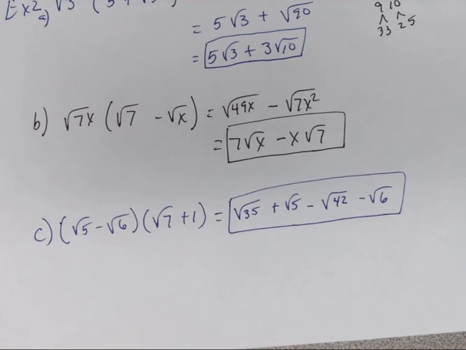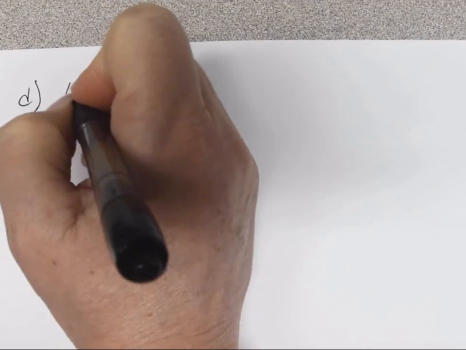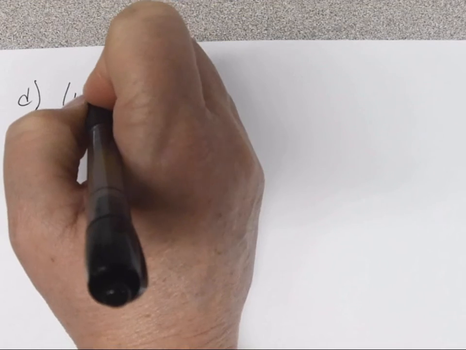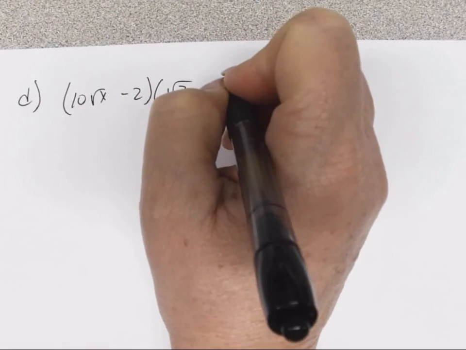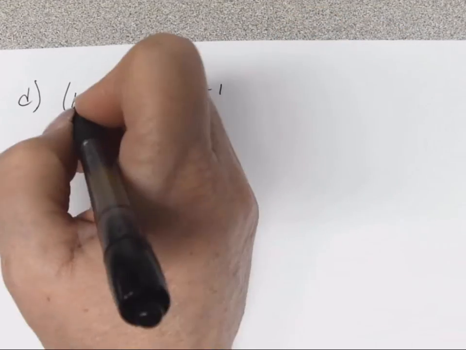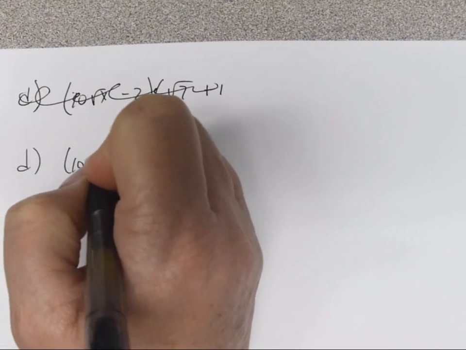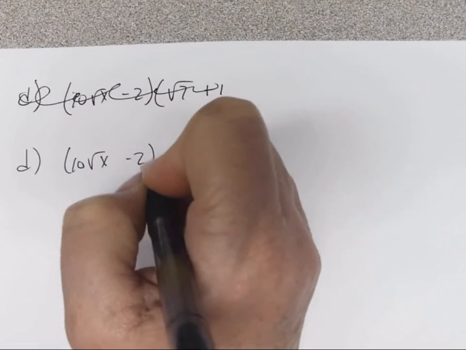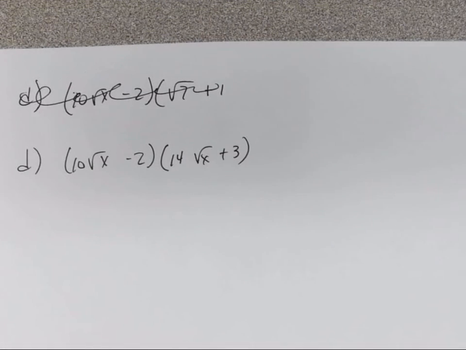All right. Let's look at our next problem. So we have 10 square roots of x minus 2 times square root of 7 plus, oops, sorry, I combined two problems together. So we have 10 square root of x minus 2 times 14 square root of x plus 3. All right, so we're going to do the same process here.